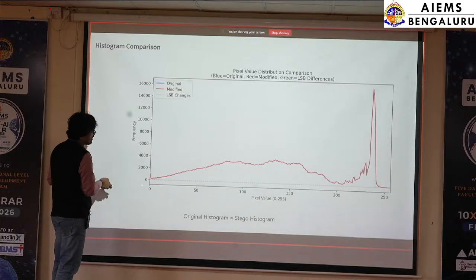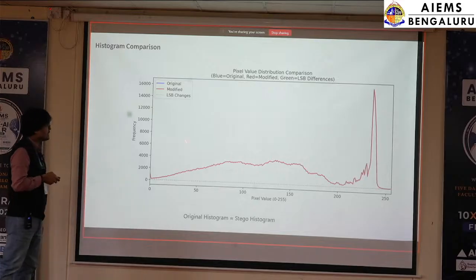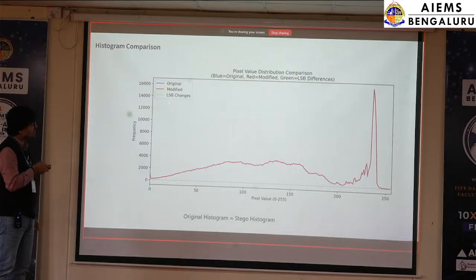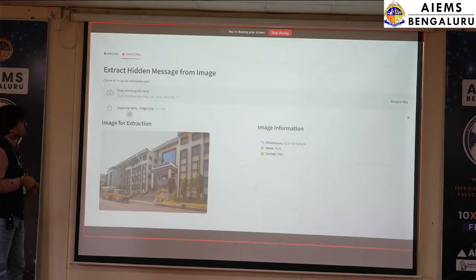Original, both are overlapping. That's why LSB changes are constant. Because of that reason, we can go for this LSB technique, and based on that we hide some information inside the image. Based on that, our data is saved. So this histogram representation is very, very important.